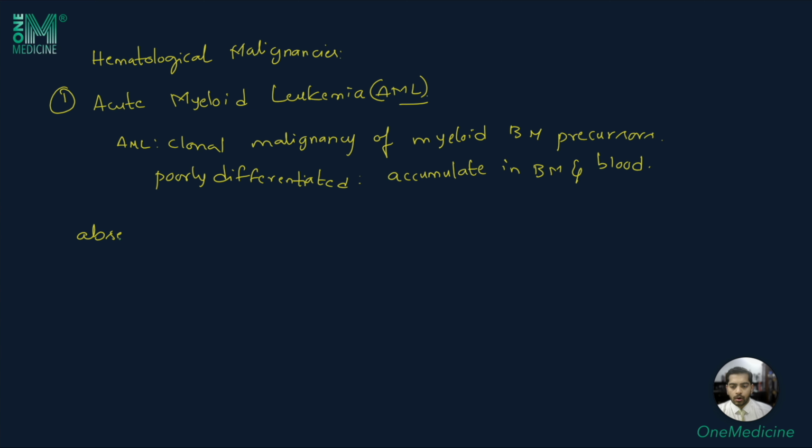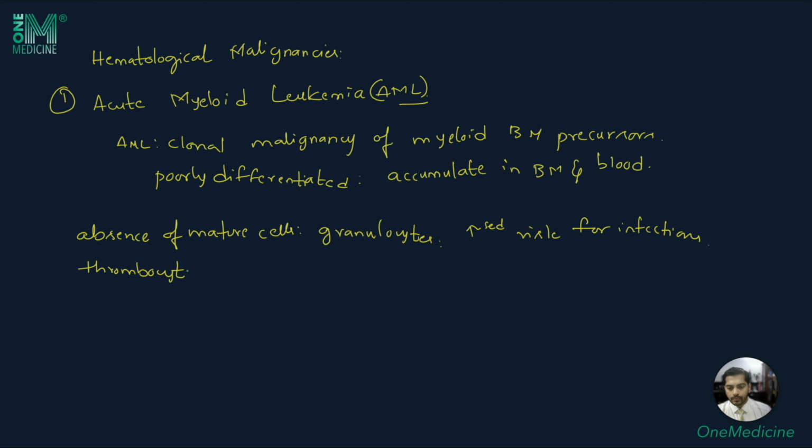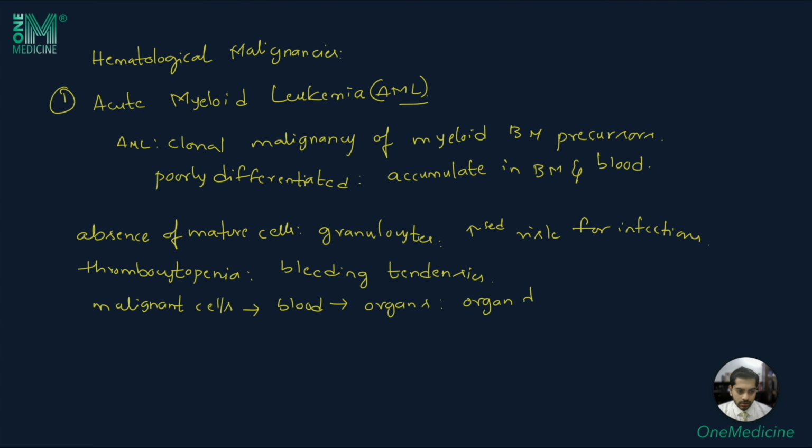Due to the absence of mature cells, including absence of granulocytes, patients are at higher risk for infections. In the presence of thrombocytopenia, which marks an advanced stage, patients can have bleeding tendencies. If the malignant cells are circulating in the blood, they can deposit in several organs, and rarely they can cause organ dysfunctions also.